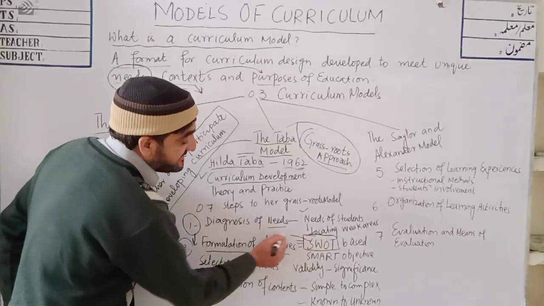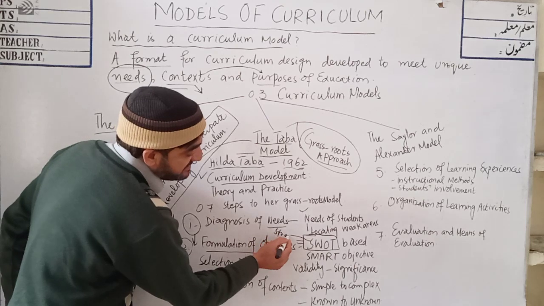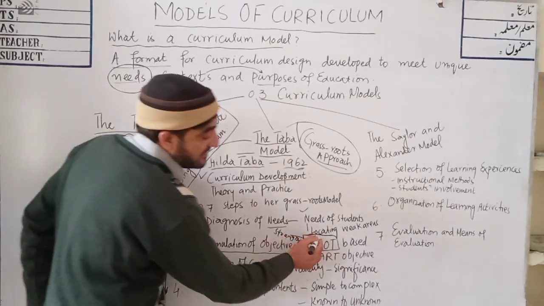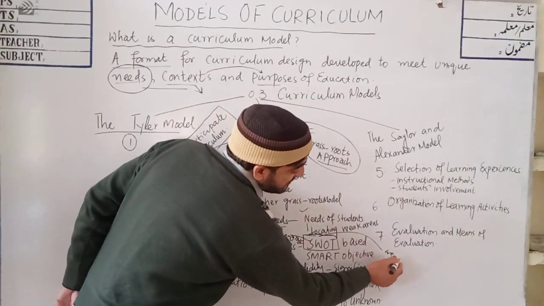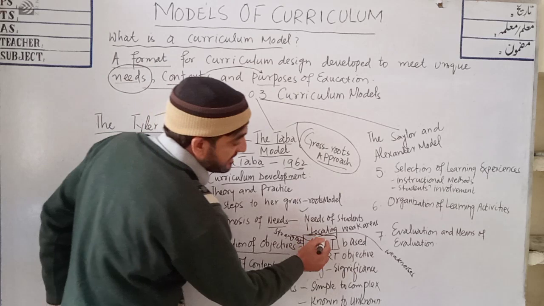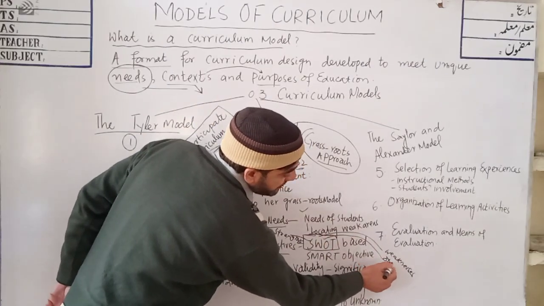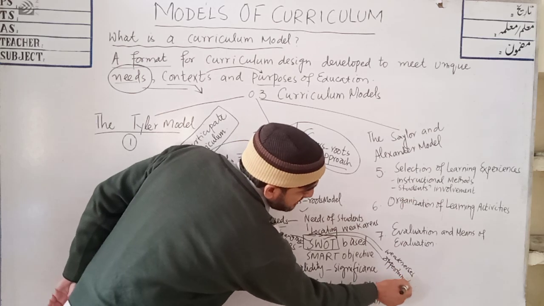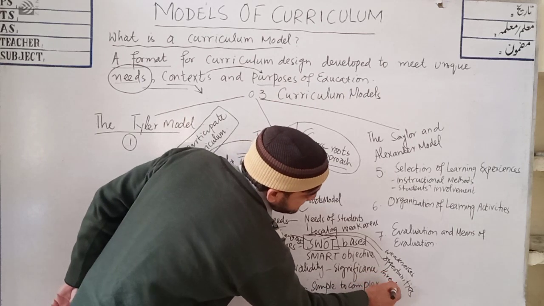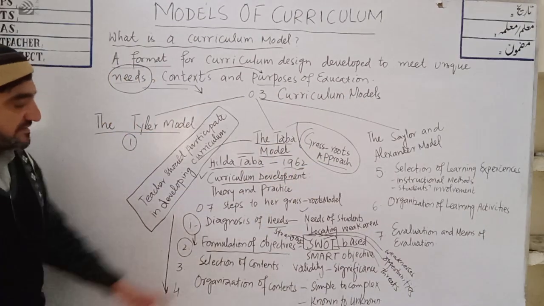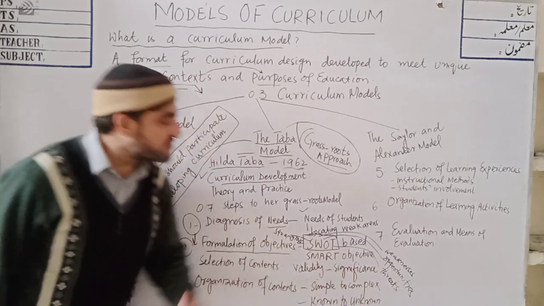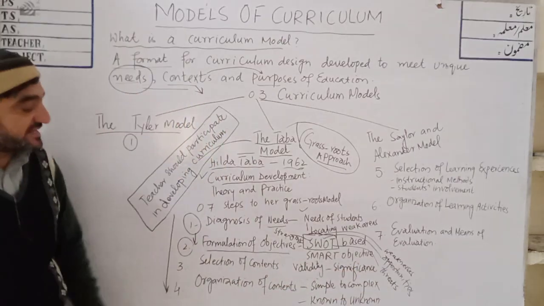SWOT means strengths. What are the strengths of the teachers and of the students? W stands for weaknesses. Every student has weaknesses. Then what are the opportunities? And the last one, what are the threats? These four domains, strengths, weaknesses, opportunities, and threats should always be kept in mind while designing the curriculum.